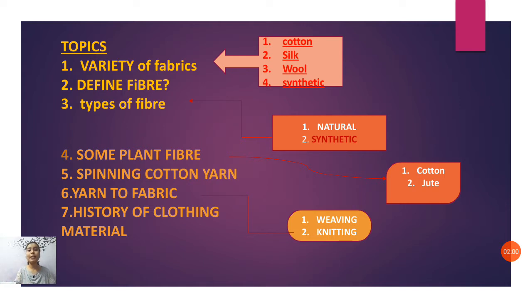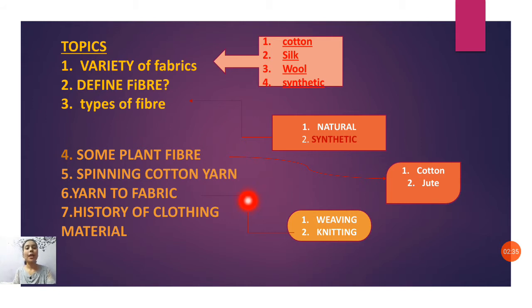Next is define fiber. We're going to know what is fiber. Next is types of fiber. Basically we're going to know about 2 types of fiber: natural and synthetic. Some plant fibers like jute and cotton, here we can see. Next is spinning of cotton yarn. The spinning of cotton yarn is a new topic for us, but we're going to learn it here.